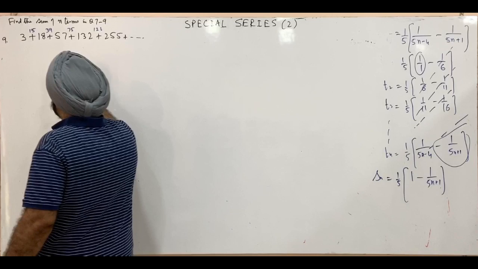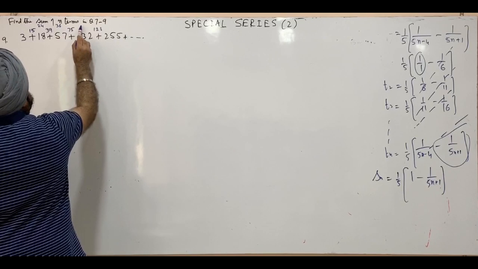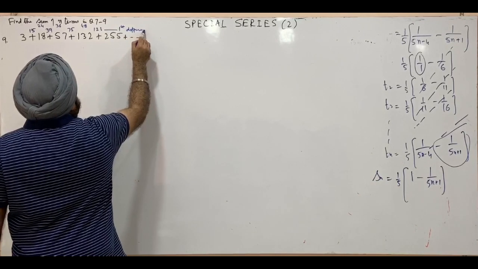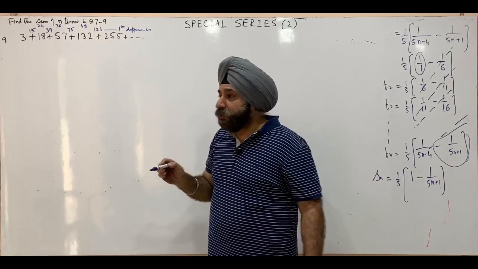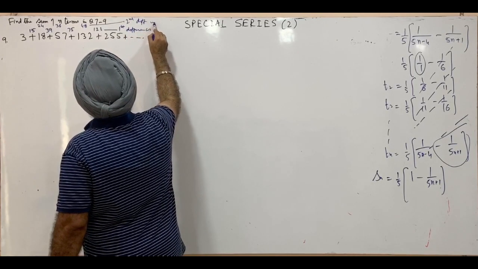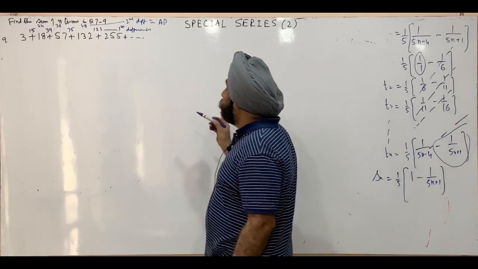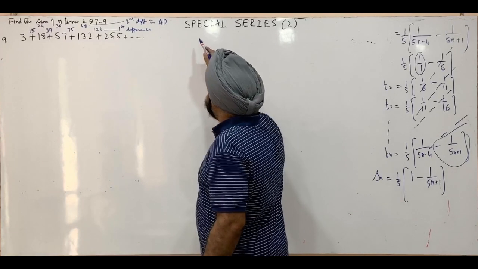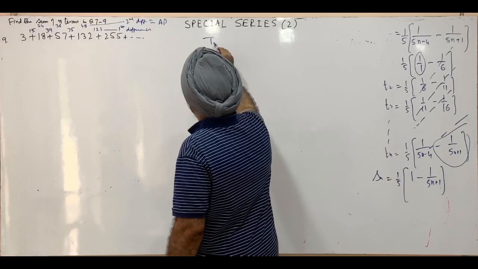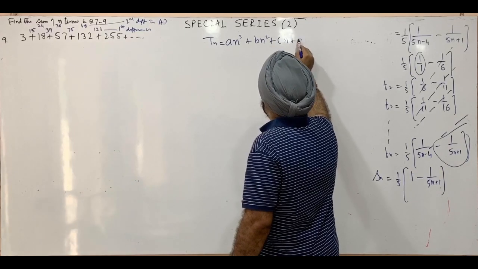We find out differences once again. 39 minus 15, this is 24, 36, next is 48. First differences are neither in AP nor in GP, but these are second differences, and second differences are in AP. 24, 36, 48, these are in AP. So that means second differences are in AP, we use the method of differences, according to which the nth term will be cubic, an cube plus bn square plus cn plus d.